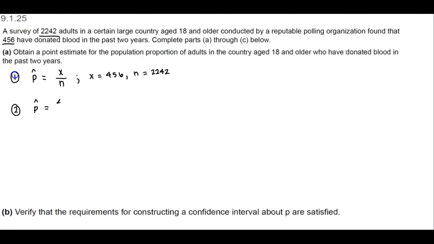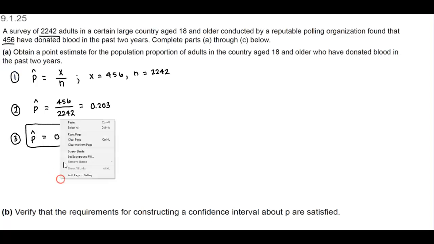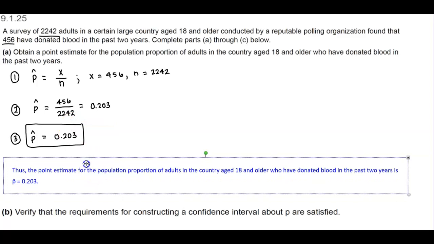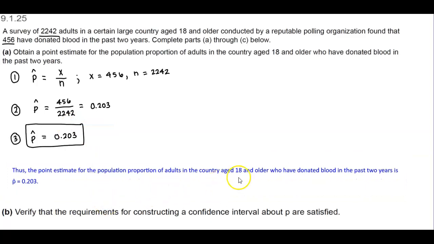So we have 456, and we're dividing that by 2,242, which gives us a point estimate of 0.203. So therefore the point estimate is equal to 0.203. And so we can say that the point estimate for the population proportion of adults in the country aged 18 and older who have donated blood in the past 2 years is 0.203.